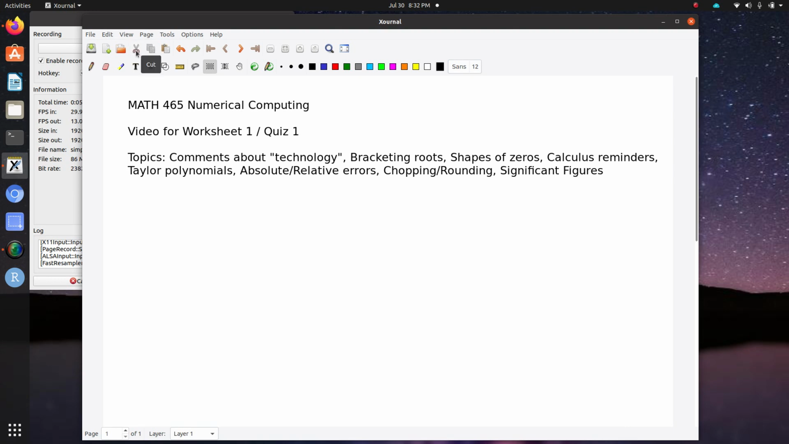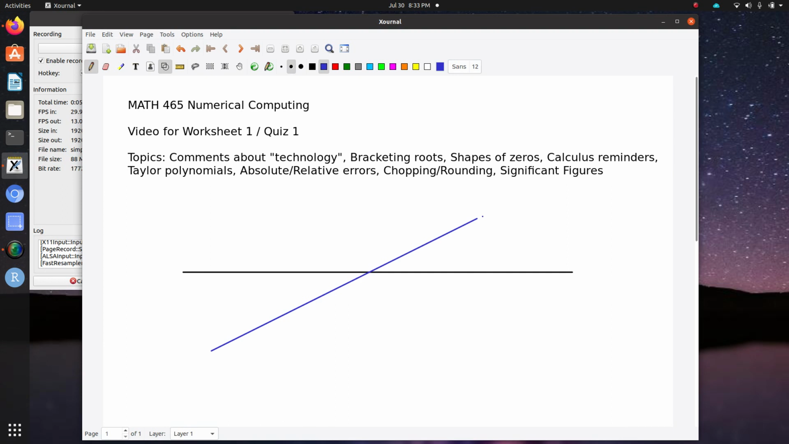Shapes of zeros. I want to talk a little bit about shapes of zeros, meaning zeros is another word for roots. So if I have here my axis and I have a function that is just a line, that is the standard, typical, regular old boring root. That's a degree 1.